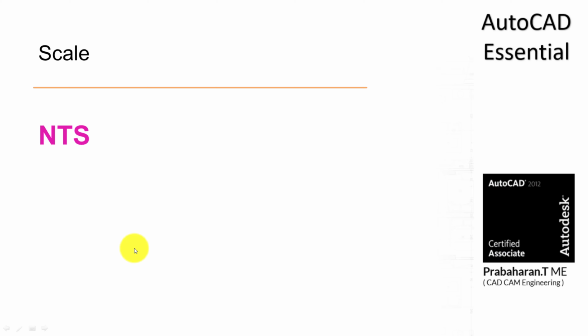Sometimes we can observe that instead of 1:1 or 2:1, they may write NTS. NTS means not to scale. That means the object and the measurement are not related and the scale is something else. So each line or each drawing will have a different scale factor. In this condition, you should not check the drawing with any kind of tools.